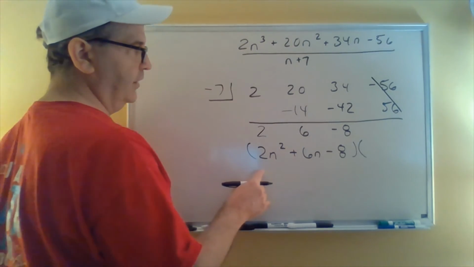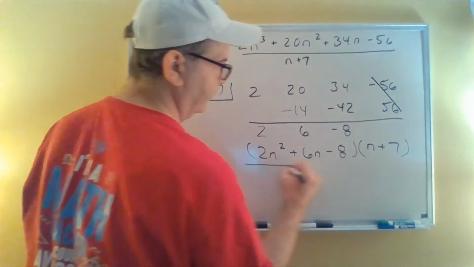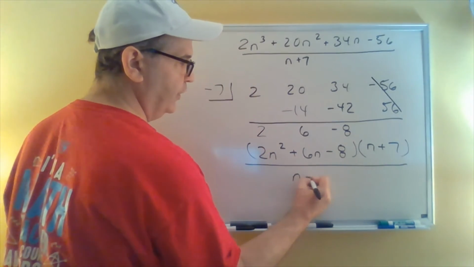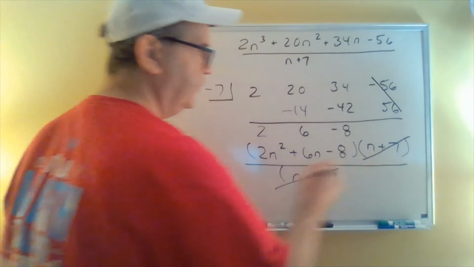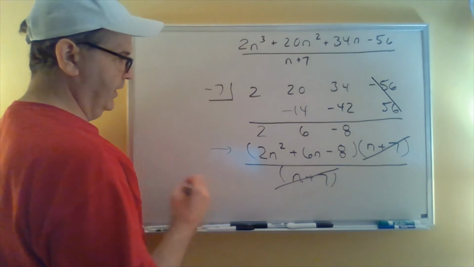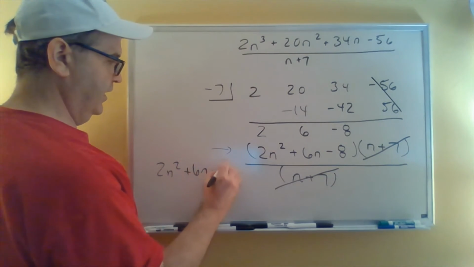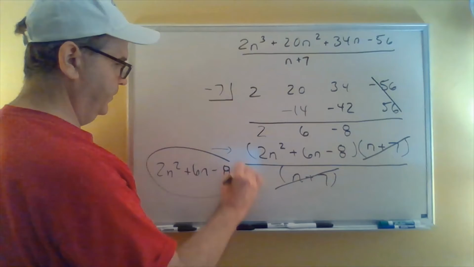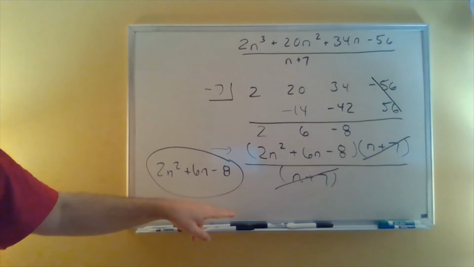What is our second factor? Well, that was what we divided by, n plus 7. And remember, that was all over n plus 7 to start. So what do we cancel out? Those two n plus 7s. And our final answer is right here. It'll be 2n squared plus 6n minus 8. And that is simplifying this rational expression using synthetic division.